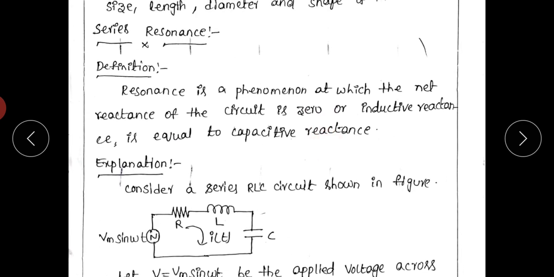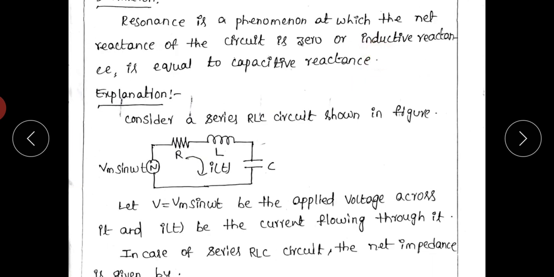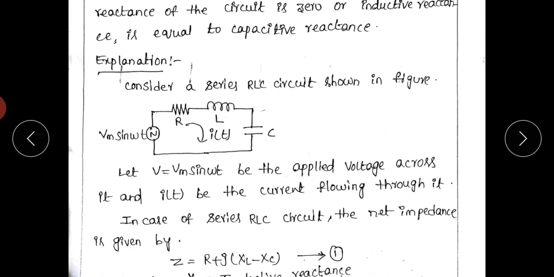Series resonance is a phenomenon at which the net reactance of the circuit is zero, or inductive reactance equals capacitive reactance. Okay, the net reactance equals zero, or inductive reactance equals capacitive reactance, at resonance. So consider a series RLC circuit. Here the input voltage V equals Vm sin omega t and the circuit current equals I of t.